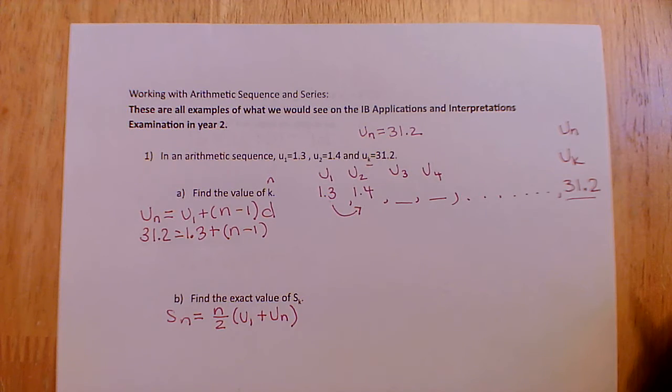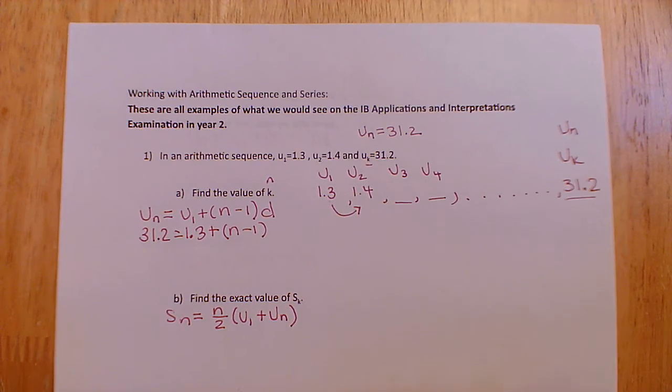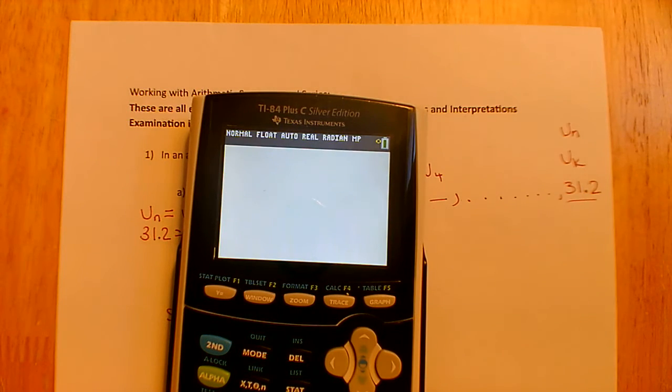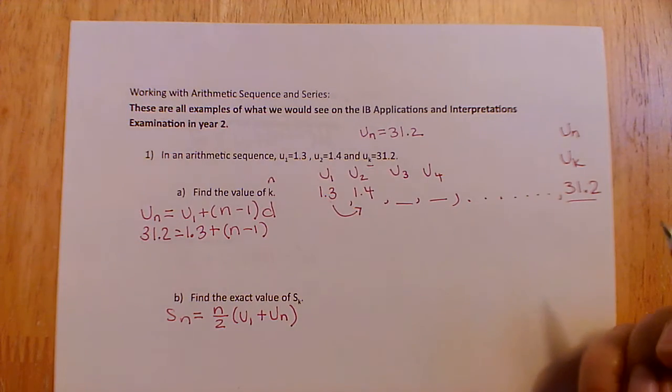What do we have to do to 1.3 to get to 1.4? If you do not know, you can take out your calculator and you can simply subtract that second number, 1.4 minus 1.3, and you get the common difference of 0.1. Or you could have just seen it.